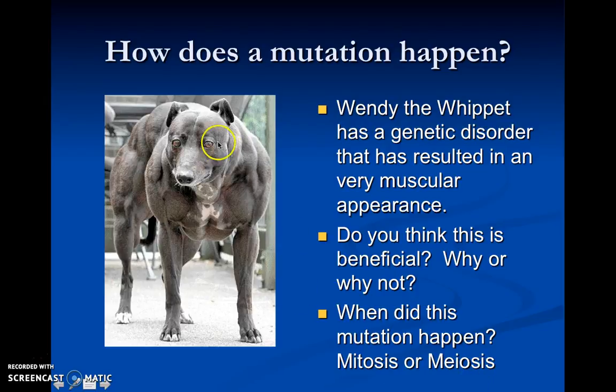How do we know that? Because it affects her entire body, which means that this mutation is in all of her cells. When we think back to the flower, it was only in some of the cells, which means that was a mutation in mitosis, and therefore only a group of cells is being affected.